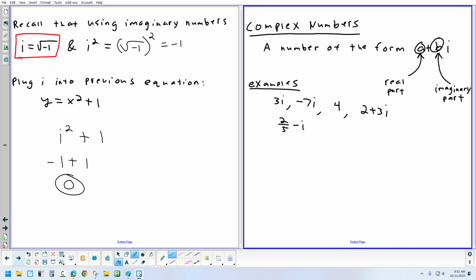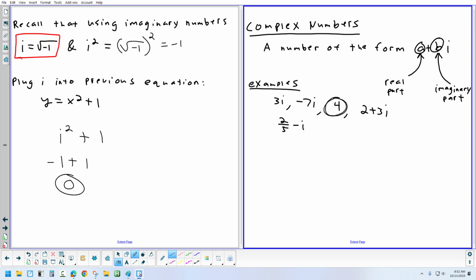Now, some numbers don't have both parts. It is possible that you just have the number 4. Technically, 4 is a complex number. It's not an imaginary number, but it is complex. It has a real part of 4. It has an imaginary part of 0i. So when you don't have an imaginary part, we just call that a real number, generally.